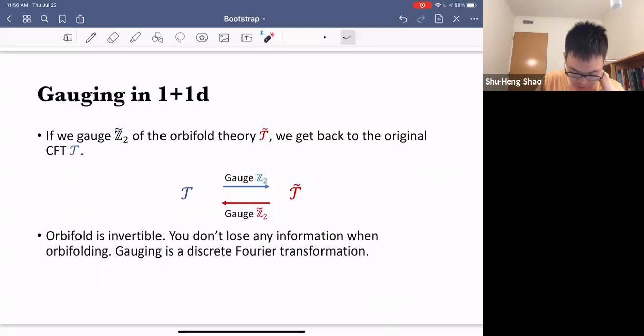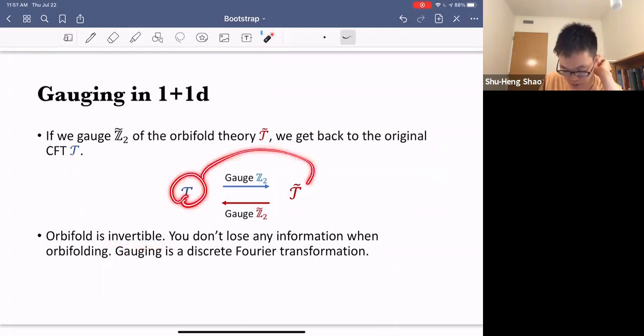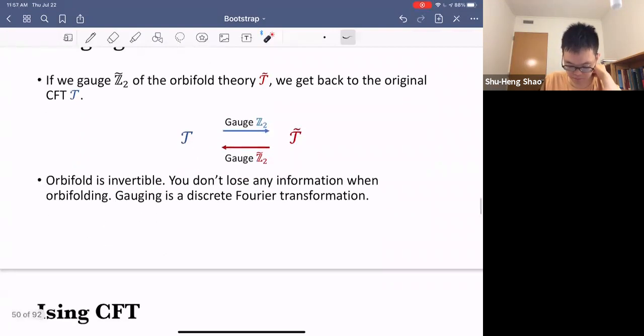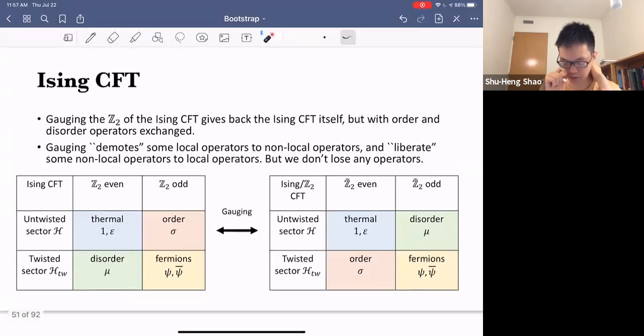So the important lesson is that orbifolding, or gauging a discrete symmetry in 1+1D, is invertible. You don't lose anything. You start with one thing, you get to the new theory, and the new theory has an emergent symmetry that helps you go back. Mathematically, it's just because gauging is a discrete Fourier transform, so you can always go back and forth. Again, before things get too abstract, let's do it in Ising.